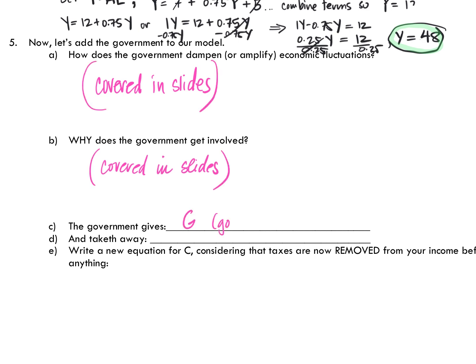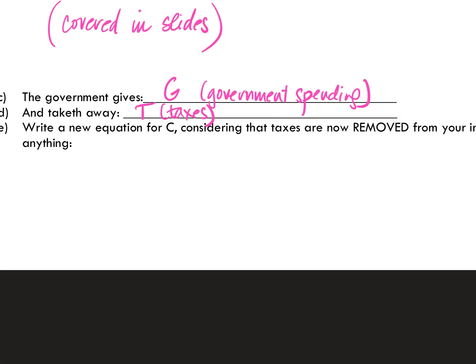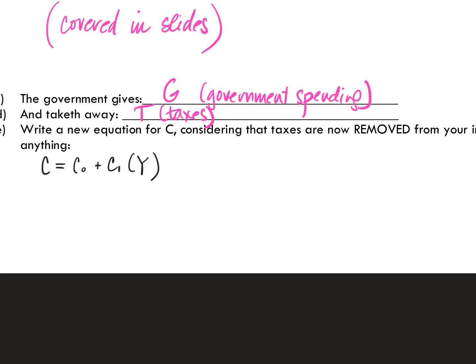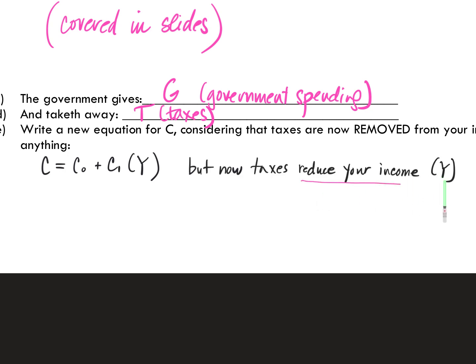So the government adds to the economy when it spends, so that's G. We're adding on to the C plus I, now we're adding G. And they also take away to fund that spending, so they take out taxes. So total taxes are T. Now, of course, that affects our consumption function because taxes reduce our income. So the way to think about this is to subtract taxes from your income.